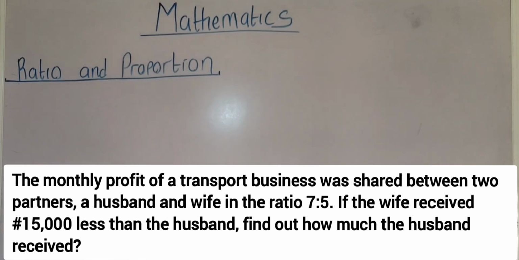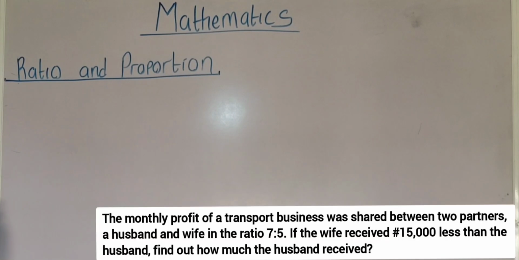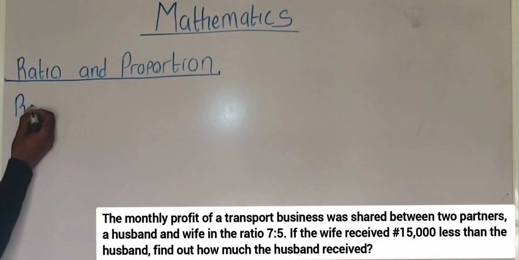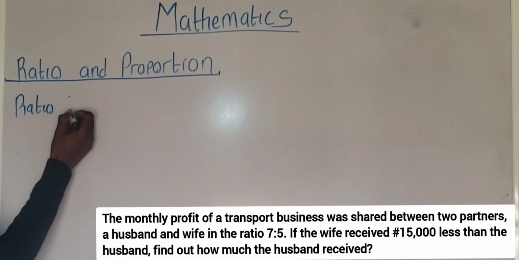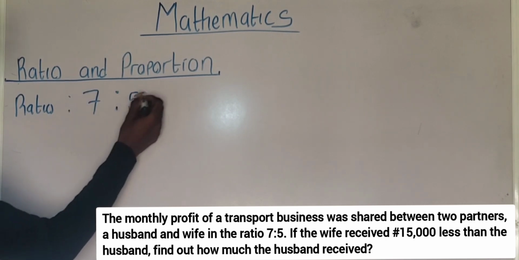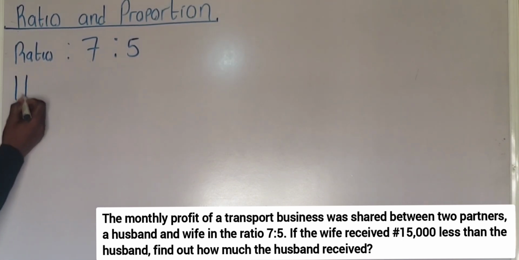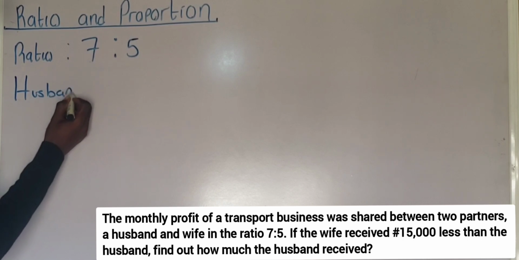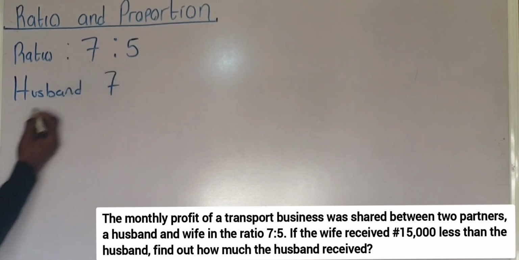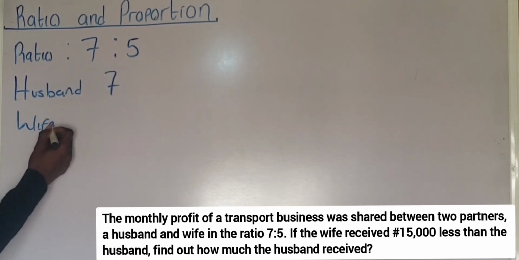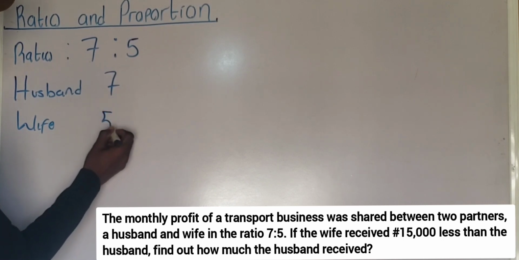Okay, now let's start by writing out the parameters that you are given in the question. You are given that the ratio is 7:5. Do you understand? The ratio of the husband's share to the wife's share is 7:5. So the husband is 7, and then for the wife that is 5. Do you understand?